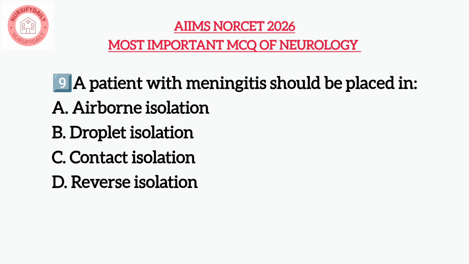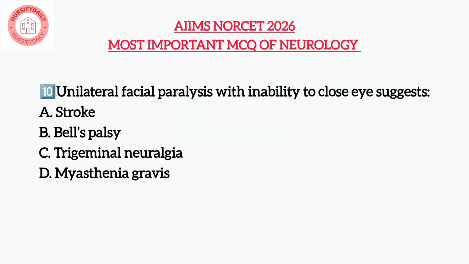A patient with meningitis should be placed in A. Airborne isolation, B. Droplet isolation, C. Contact isolation, D. Reverse isolation. Unilateral facial paralysis with inability to close eye suggests A. Stroke, B. Bell's palsy, C. Trigeminal neuralgia, D. Myasthenia gravis.